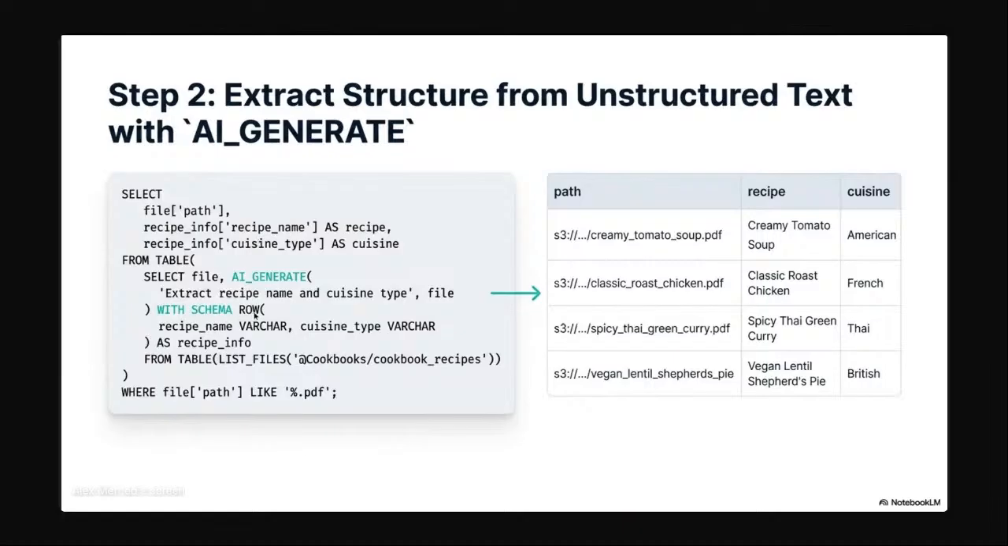And basically I'm saying, okay, here's the schema. So you're passing it a row, which is essentially describing the schema by giving it the value types for a row, and saying for each file that's going to be in the cookbook's recipe, I want you to return me a recipe name that's text and a cuisine type that is text.